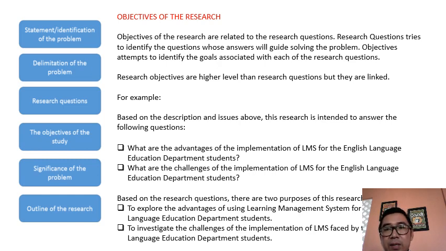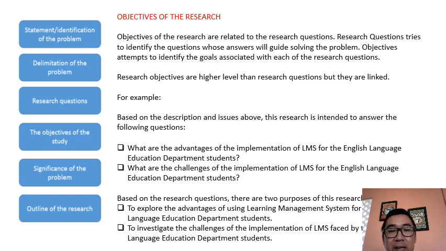Jadi kalau research question itu berusaha untuk mengidentifikasikan pertanyaan-pertanyaan yang jawabannya itu nanti akan mengguide ya, solving of the problem in the research, yang akan mengguide jawaban-jawaban dari research kita. Jadi dia mengarahkan research kita supaya tidak kemana-mana. Kemudian objective attempt to identify the goals. Jadi objective of the research itu berusaha untuk mengidentifikasikan tujuan ya, yang berhubungan dengan each of the research question, berhubungan dengan pertanyaan penelitian.